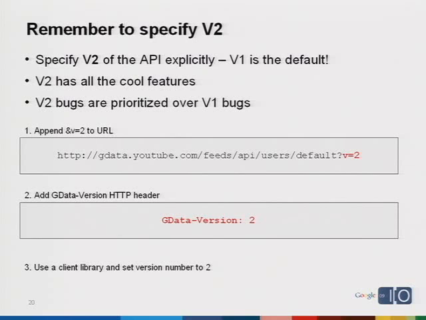If you're using the raw HTTP request, you should add v=2 to the URL request, or add this additional HTTP header field to your headers. And if you're using a client library, as you should, in some cases V2 is the default, in some cases not. The best practice is to always specify which version you want to use.